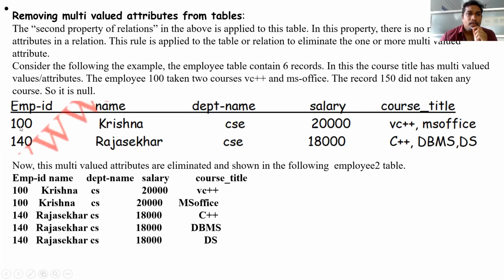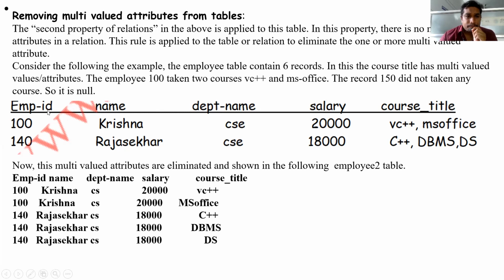Okay, the next topic is, what do you mean by multi-valued attributes in tables? Multi-valued attributes means, see, this is the multi-valued attribute. Multi-valued values are multi-valued attributes. There is no same column name for two or more attributes, in a relation, but we have two or more values in a tuple.